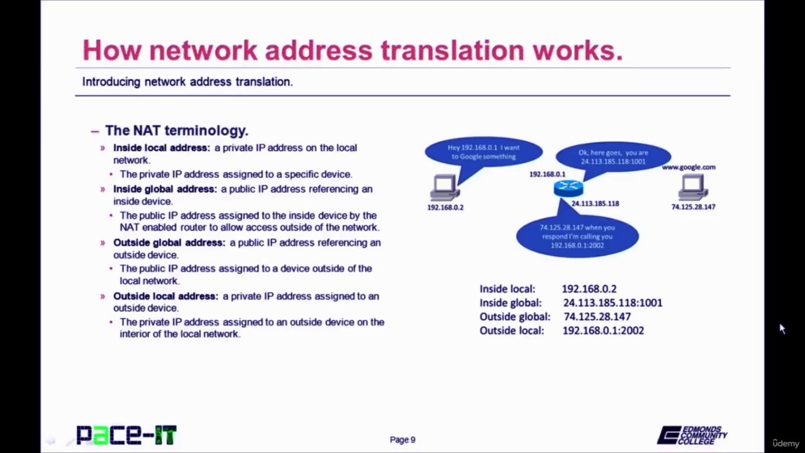It is the public IP address assigned to a device outside of the local network. Then there's the outside local address, which is a private IP address assigned to an outside device. This is the private IP address assigned to the outside device by the NAT-enabled router on the interior of the local network so that the inside device can communicate correctly with the outside device.